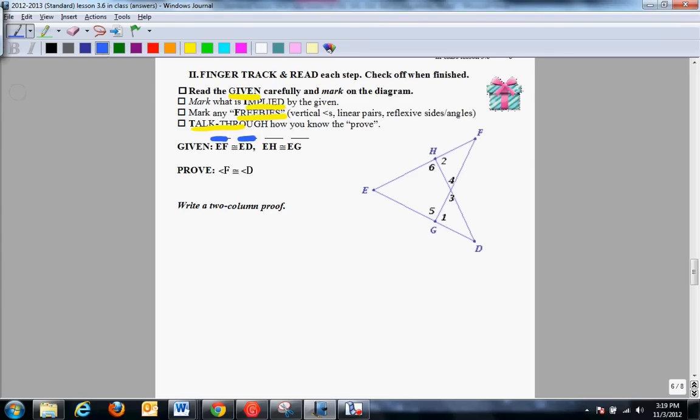We are given that EF and ED are congruent, so let's trace those. That's EF and ED, the segments, are congruent. And then we're also given the fact that EH and EG are congruent. So EH and EG are congruent. That's our only given information. So we're done with the given. There's nothing really directly implied.